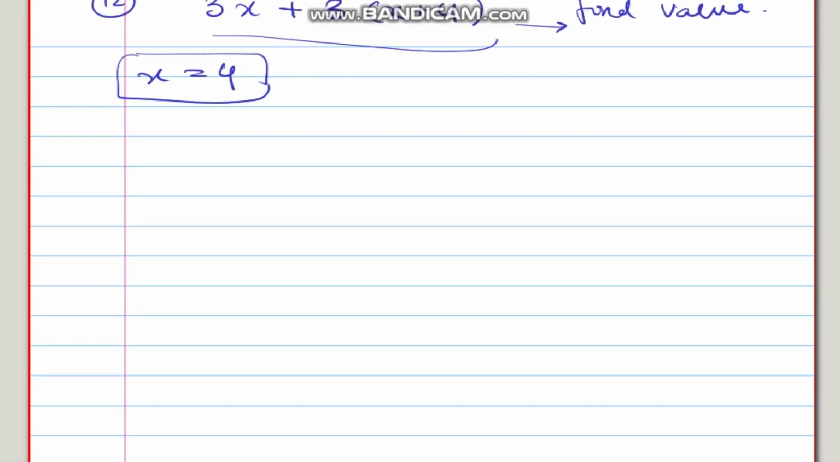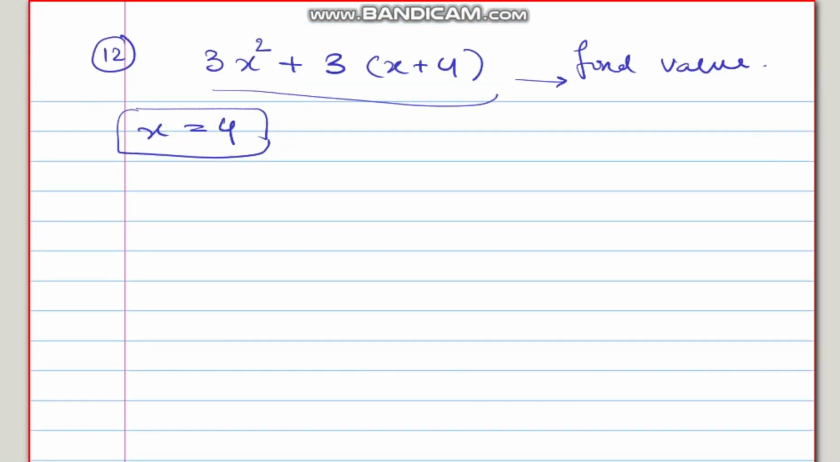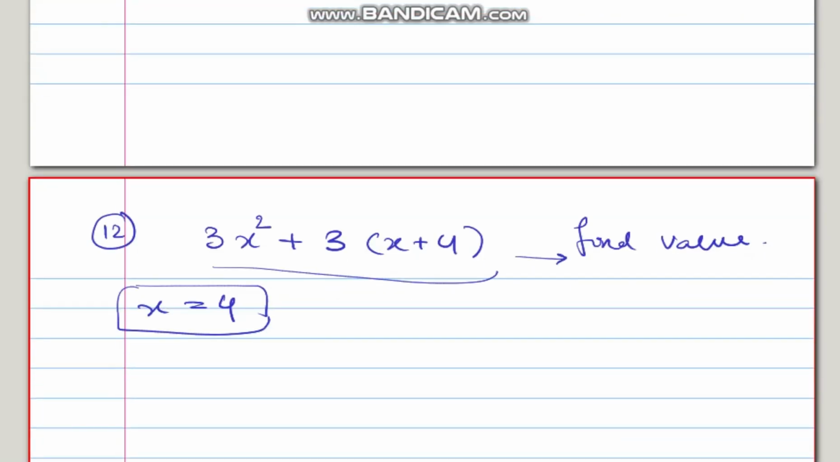The next question is, dear students, I will put the picture of Naid's solution here, and I will also explain the question. No problem, it's a very easy question. The question number 13 I am writing here. So I am explaining this question a little bit, okay?